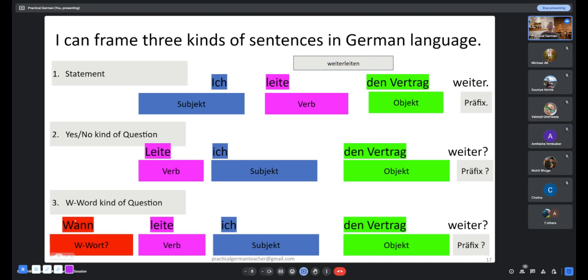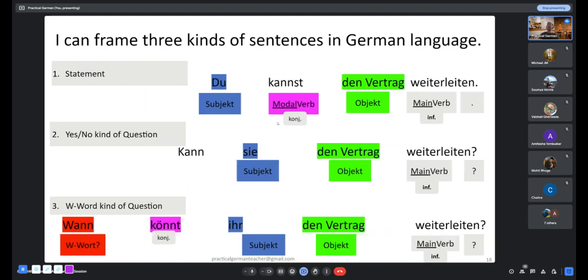So when you want to say I forward the email contract, or I am forwarding the contract, you will have to say weiterleiten. And weiterleiten is a separable verb, a trennbare Verb, meaning weiter, the prefix, has to be at the end. So when you frame a sentence with this, you place the prefix at the very end and you conjugate whatever is left of the verb. So leiten conjugated for ich becomes leite. And if you want to convert this statement into a yes or no kind of question, all you have to do is interchange the positions of the verb and the subject. So instead of saying ich leite, you will say leite ich.